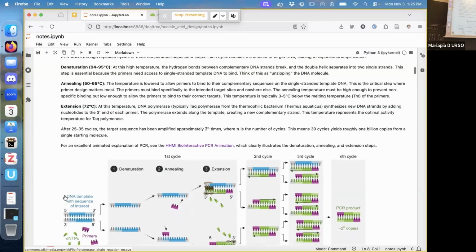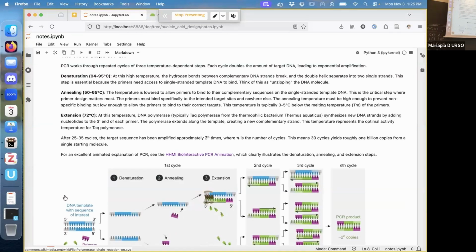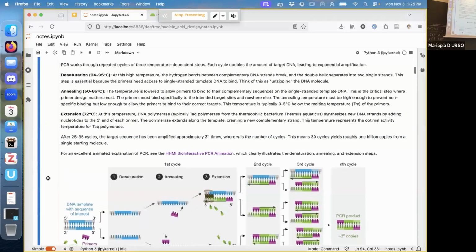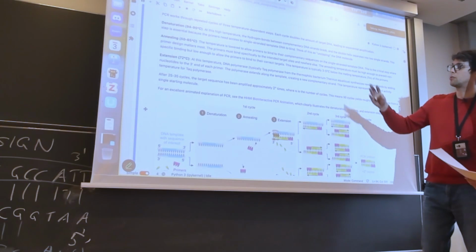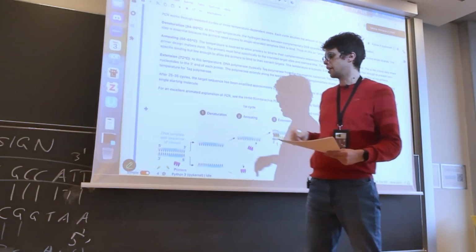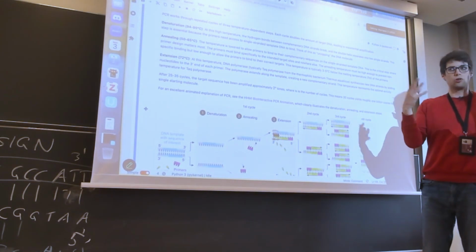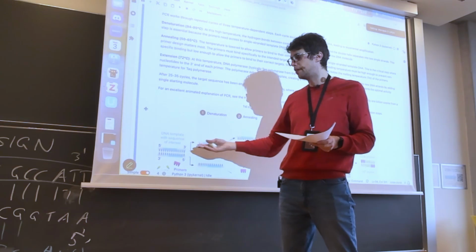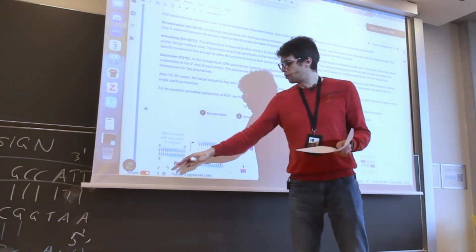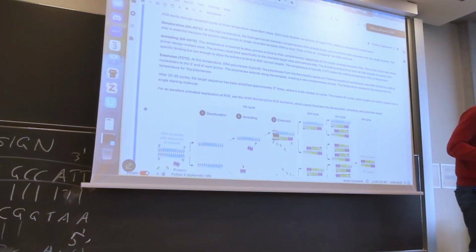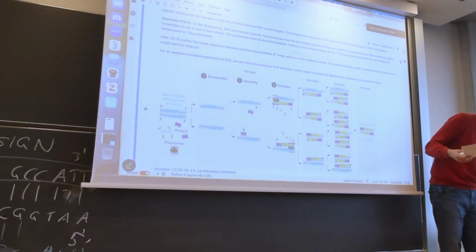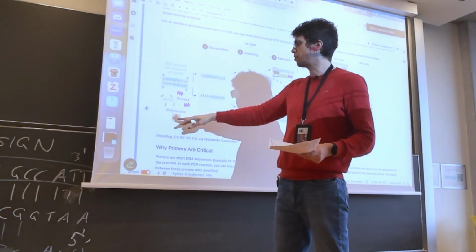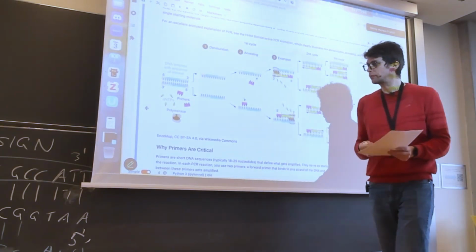It's multiple rounds of a 3-step process. And the 3-step process is, as we have here, denaturation, annealing, and then extension. So what you put into your test tube is just copies of the DNA that you want to multiply. And then you put in what's called the primers. Those are small pieces of DNA, which we will want to design in a second. And then you put in some polymerase, which we also come to in a second, and some nucleotides.